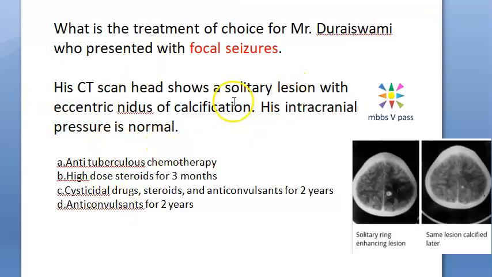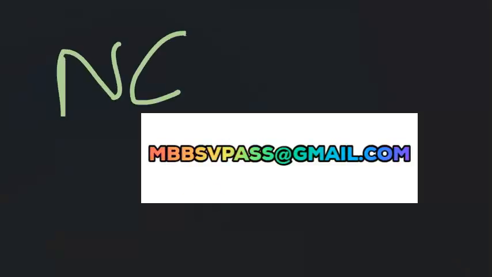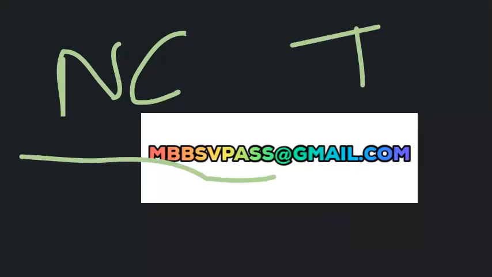First of all, let's make a diagnosis. Focal seizures, and they're saying there's a solitary lesion. So it could either be a neurocysticercosis or a tuberculoma, right? Neurocysticercosis means because of a parasitic worm, and tuberculoma will be tubercular bacteria causing it, right? So the main difference you have to know here is in the tuberculoma, this person will be unwell because he has tuberculosis. But in neurocysticercosis, systemically he'll be fine.